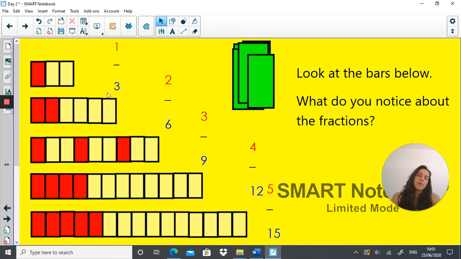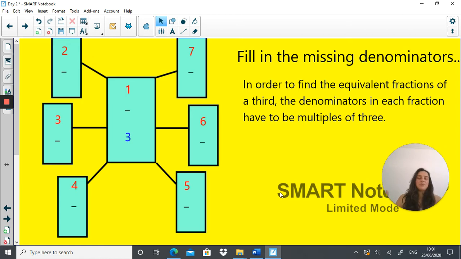What do you notice about the denominators here? They have something in common. Do you notice what they have in common? They are all multiples of 3. So 3, 6, 9, 12, and 15 all appear in the 3 times table. And that brings me on to this. So 1/3, we have these numbers here. In order to find the equivalent fraction of a third, the denominator of each fraction has to be a multiple of 3. So what are the missing denominators here?